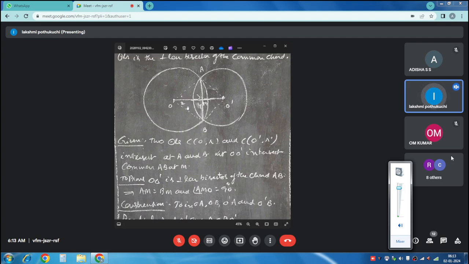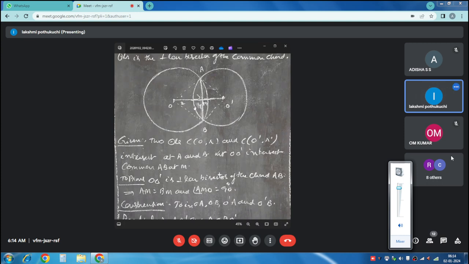By CPCT, AM is equal to BM, and angle 3 is equal to angle 4 by CPCT. But 3 plus 4 is equal to 180 by linear pair. Now, replacing 4 by 3 because 3 is equal to 4, 2 times 3 is equal to 180, so angle 3 is equal to 90. Therefore, OO' is the perpendicular bisector of the common chord AB.